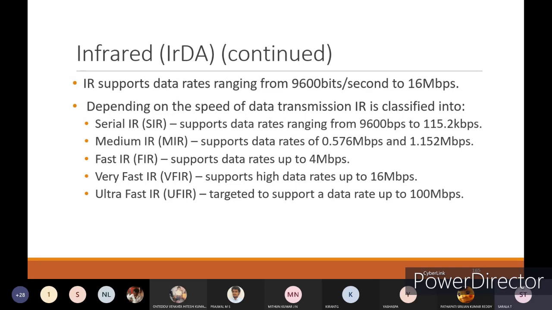Serial IR supports 9600 bps to 115.2 kbps. Medium IR supports 0.5 Mbps and 1.15 Mbps. For fast IR, 4 Mbps is the speed. For very fast IR, it is 16 Mbps. Ultra fast IR has the highest speed of data transmission, at 100 megabits per second.